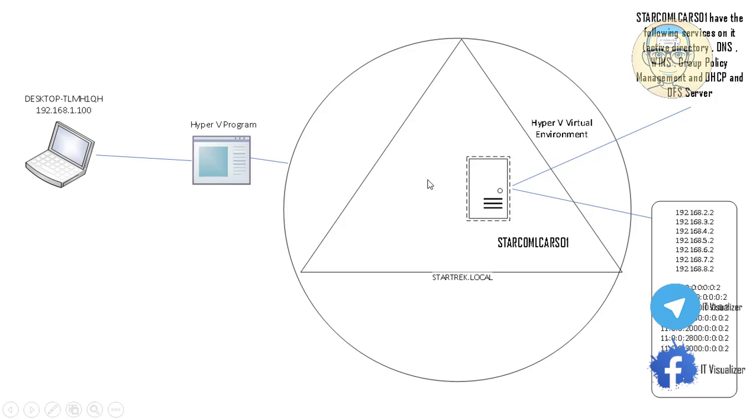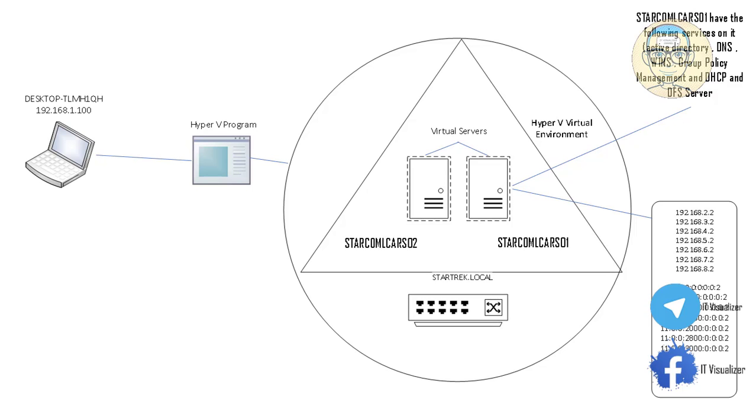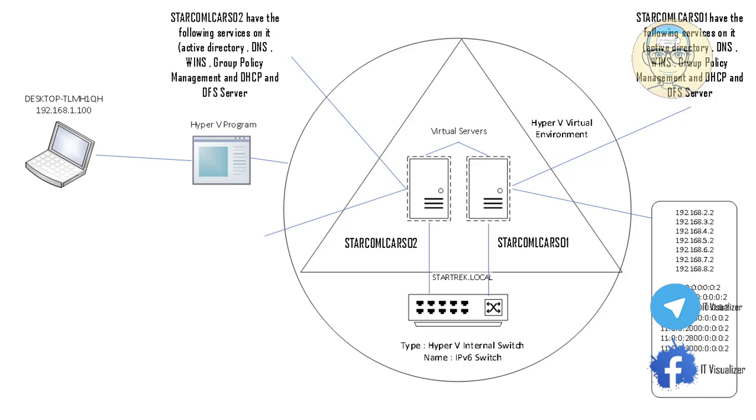What we will do in this lab, we will have another server. We will create it and name it starcom lars.local. These are two virtual servers, and they are connected to an internal switch, something called the Hyper-V internal switch. So they are connected to it, so they are on the same network. And the second domain controller, or the second server, will have the following: Active Directory, DNS, Group Policy Management, DHCP.